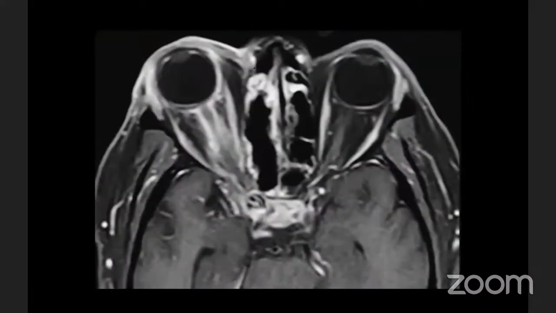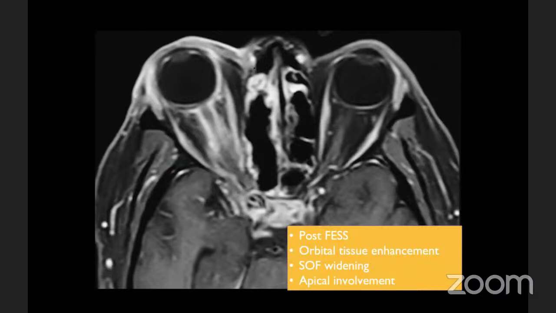So this is the image. You can see that there is posterior orbital tissue enhancement. There's hyperintensity involving the posterior orbit, and the intensity can also be picked up in the cavernous sinus region. So this is a stage of posterior orbital involvement progressing into the cavernous sinus. This was a case where you can see that the ethmoid sinuses are cleared out, so it was post a functional endoscopic sinus surgery. And there is also apical involvement, like I discussed, and superior orbital fissure widening.